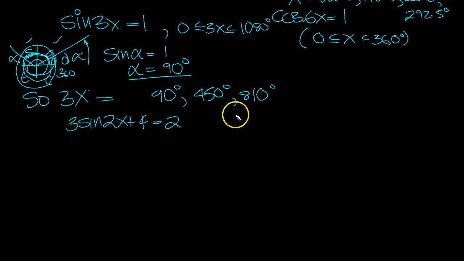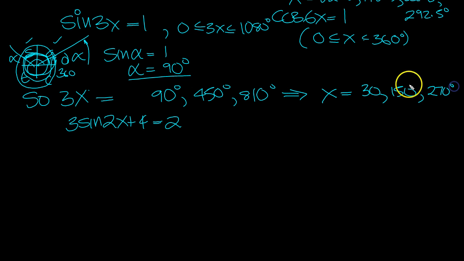So we got 3x is that. So that tells us what x is. Divide by 3. We get 30, 150, and that one, divide that by 3, you get 270 degrees. Tap it in if you need to check. Okay, that's that one done.